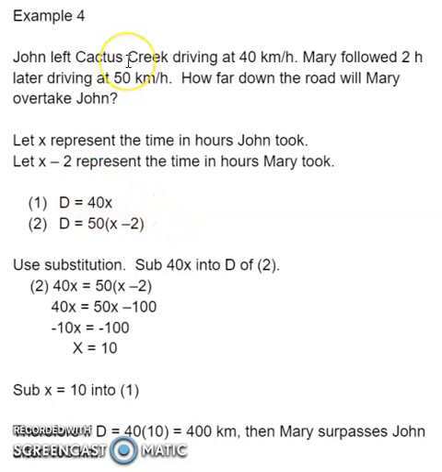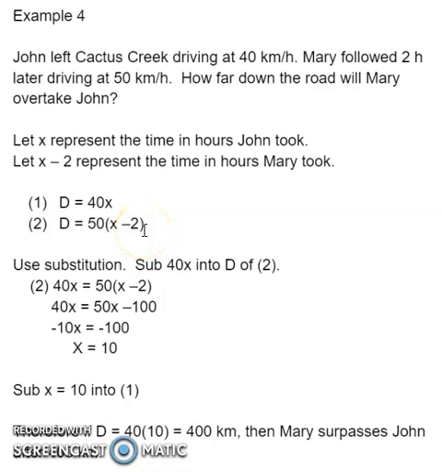So the distance for John is 40 kilometers per hour, we know it's 40 times x. And we know that Mary, her equation will be distance equals 50 times bracket x minus 2. We know that they cover the same distance because the question says, when will Mary overtake John? So presumably there will be a point at which they have covered the same distance, and then she will speed past him. So the distances will be the same. His equation is 40x, her equation is 50 bracket x minus 2.